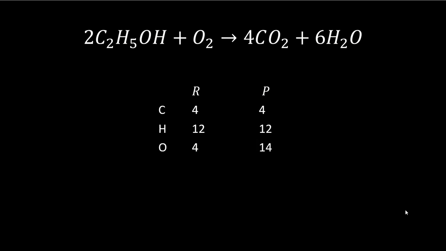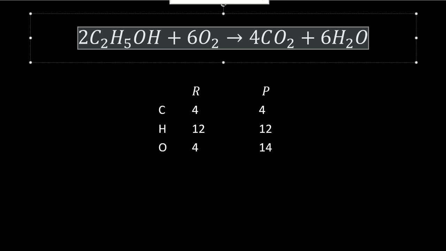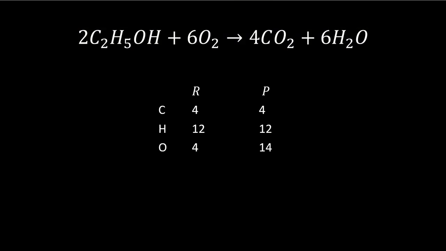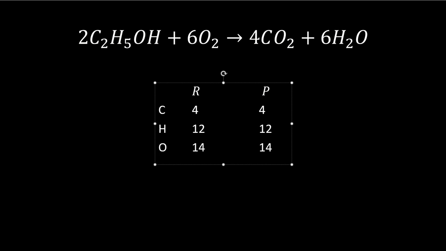Therefore, on the reactant side, if we want to get up to a total of 14 oxygen, we already have 2, because we have 2 molecules of ethanol. So 14 minus 2 is 12. 6 times 2 would balance the number of oxygen to 14.